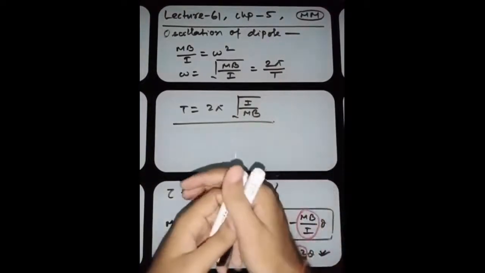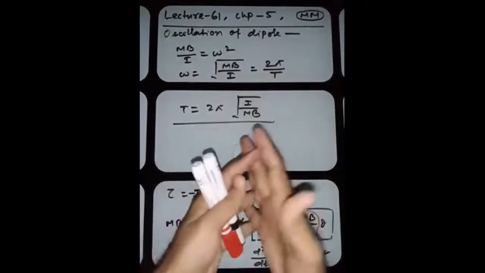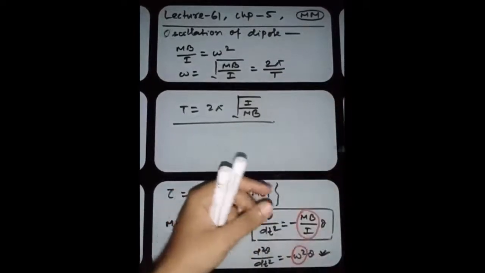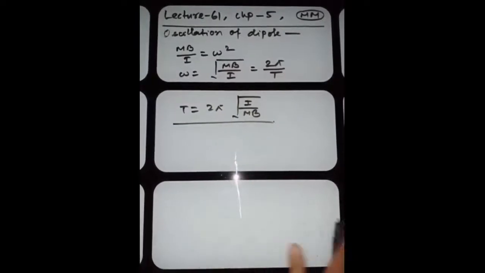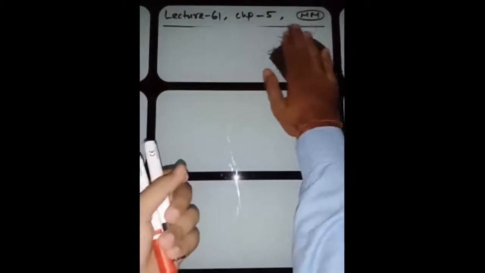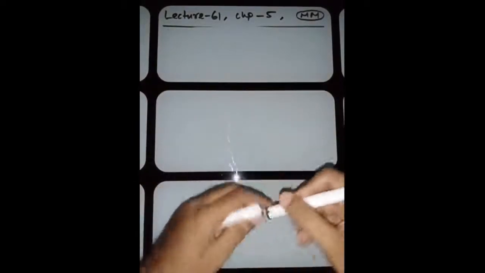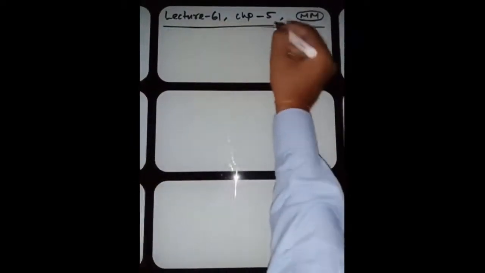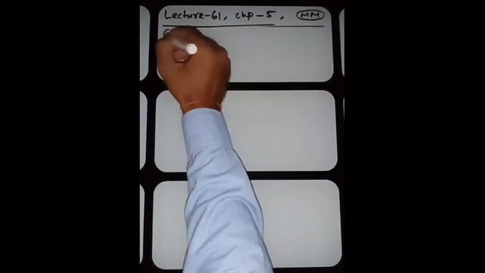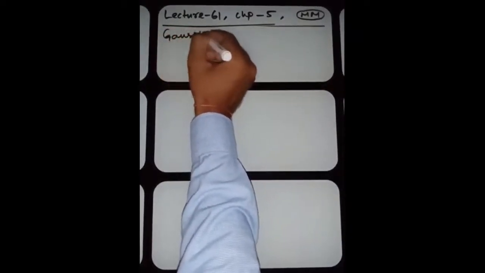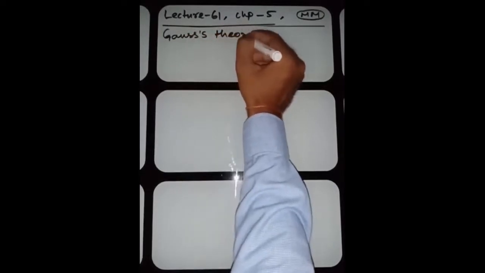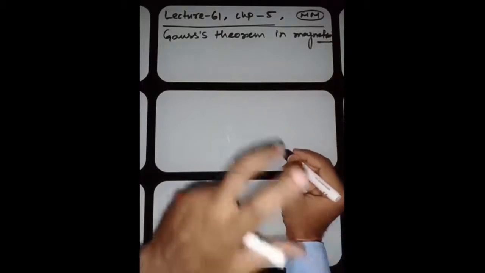Now we will proceed for the Gauss theorem in magnetism. Okay, let me rub this. Gauss theorem in magnetism. I hope you remember, my dear students, the Gauss theorem that we have studied in electrostatics. Here we are going to apply the Gauss theorem in magnetism. Gauss's theorem in magnetism. Very important, my dear students. It is mentioned in NCERT very carefully.